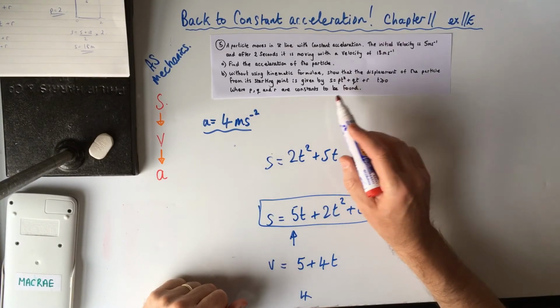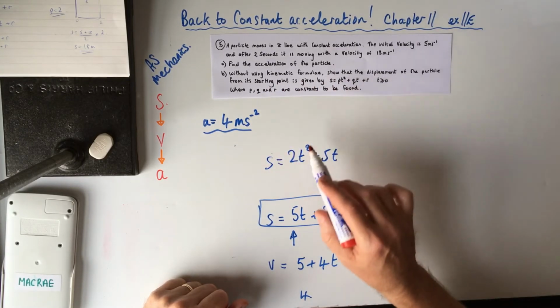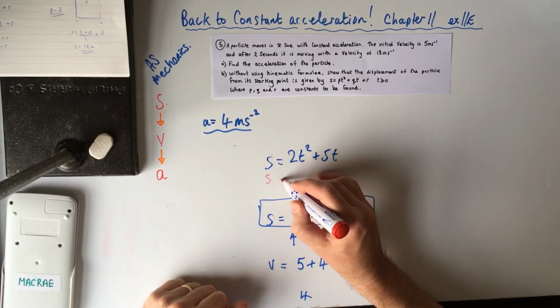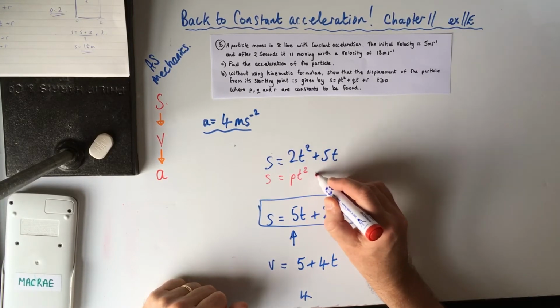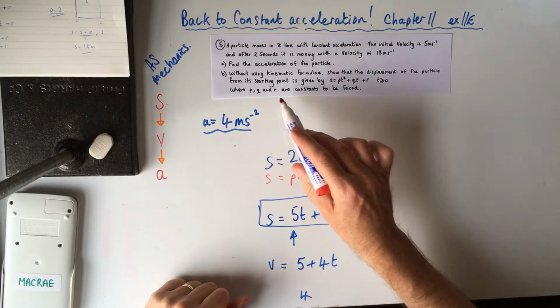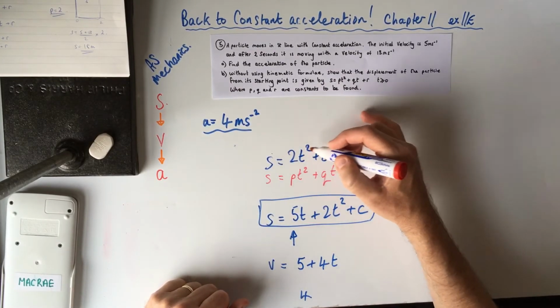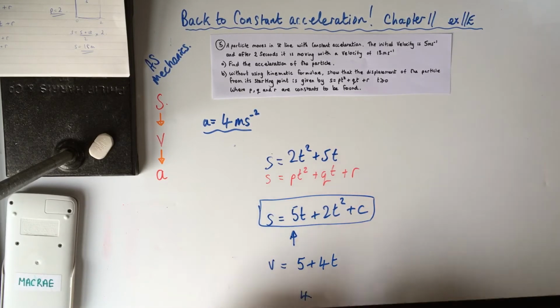It says to find the displacement from the starting point, s equals pt squared plus qt plus r, where p, q and r are constants to be found. Well, we've found them, haven't we? p is 2, q is 5 and r is 0.